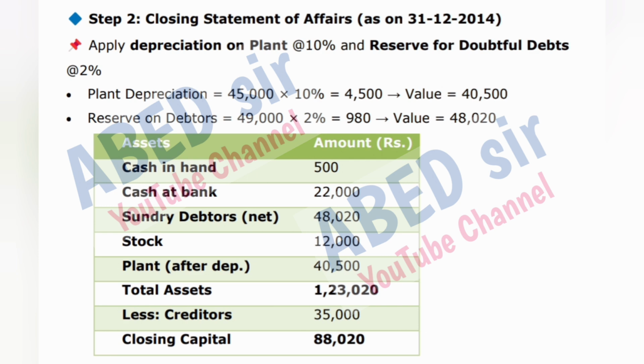Assets, amount in rupees. Cash in hand 500. Cash at bank 22,000. Sundry debtors, net, 48,020. Stock 12,000. Plant, after depreciation, 40,500. Total assets 1,23,020. Less creditors 35,000. Closing capital 88,020.